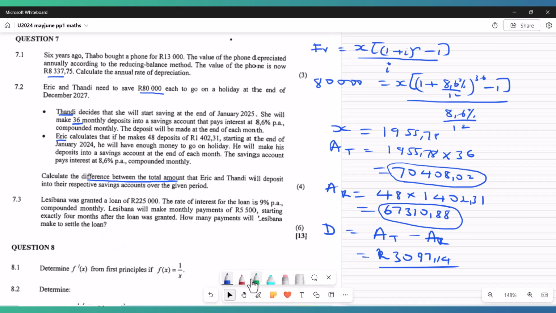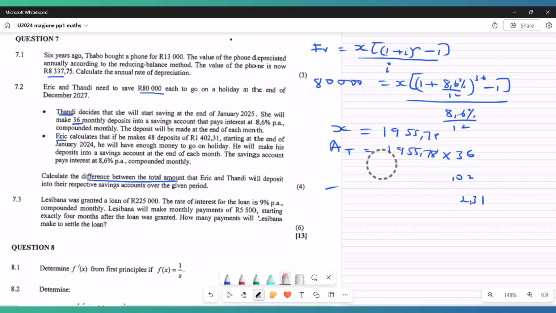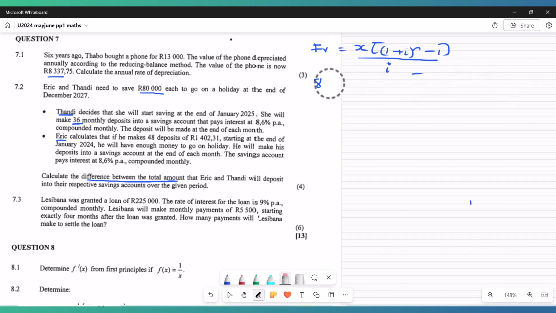I repeat, they said that Lesivana was granted a loan of that much, and then they said that the rate of interest for the loan is 9% per annum and compounded monthly. Then they said that Lesivana will make monthly payments of 5,500 starting exactly 4 months after the loan was granted. Then they ask how many payments will Lesivana make to settle the loan?